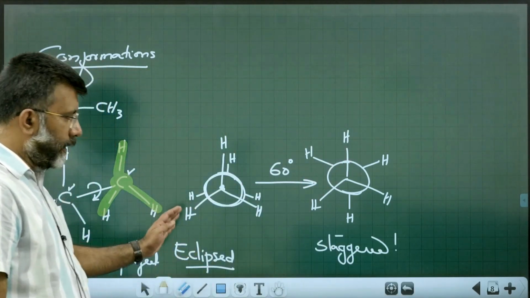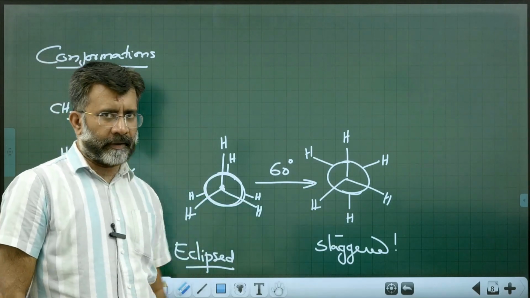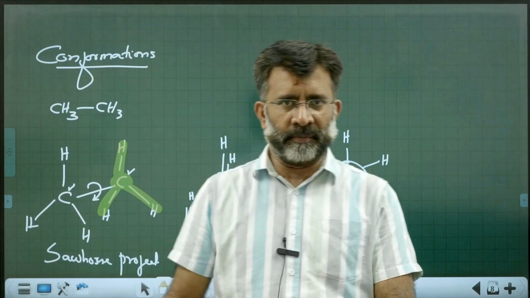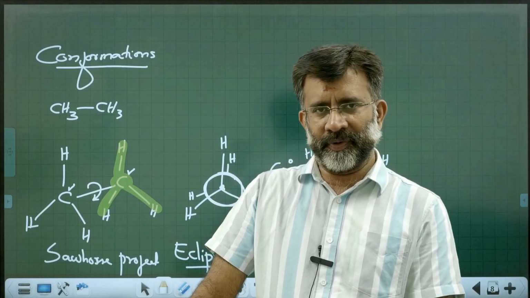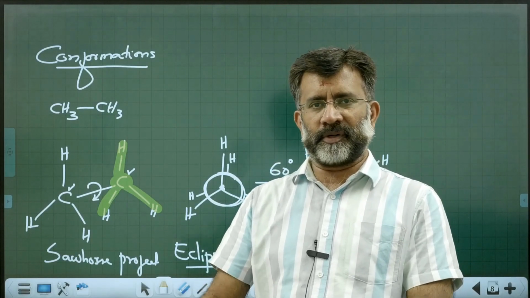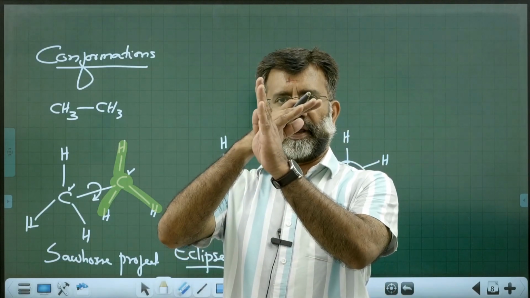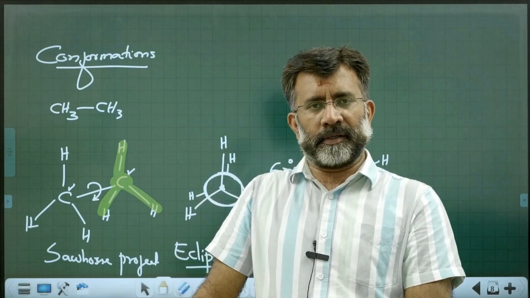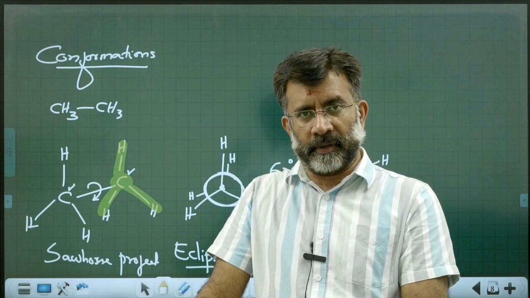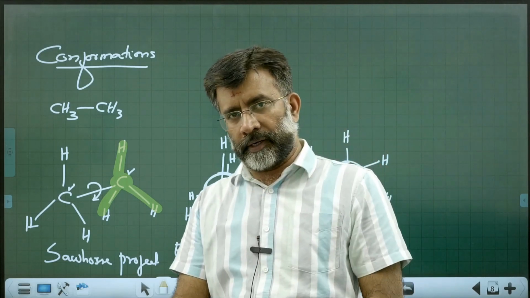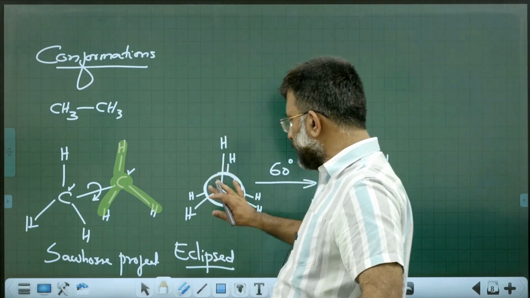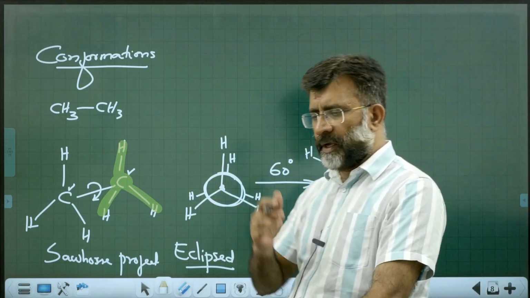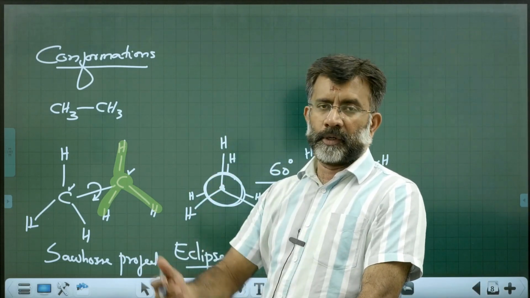This is eclipsed conformation. This is staggered conformation. Which is more stable? All of you know, staggered conformation is more stable as it is far away, so there is minimum repulsion. Minimum repulsion causes it to be more stable. But remember, they cannot be isolated. The energy difference between eclipsed and staggered conformation is so low that we are unable to isolate them.